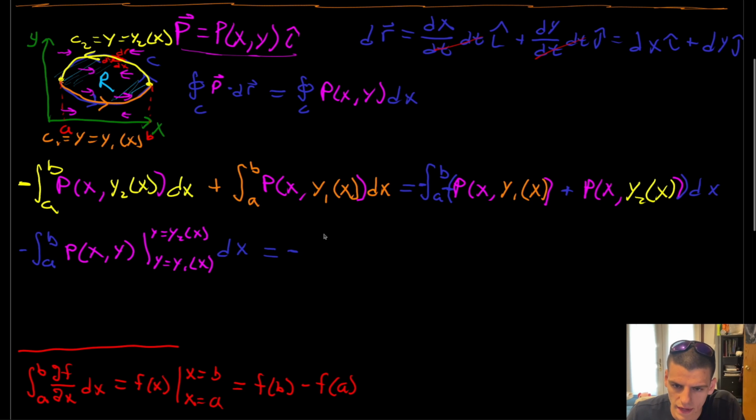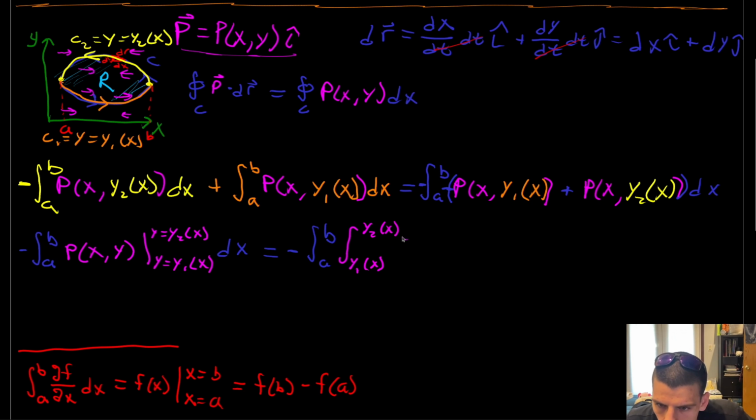This equals negative the integral from a to b, and then on the inside, this pink one will turn into the integral from y1 of x to y2 of x of the derivative of the function p with respect to y, dy, and then to cap off the original integral, we'll put a dx at the end here. And so you can easily see how we just did that.